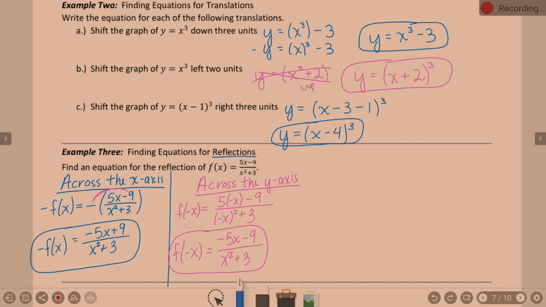Now, those are the old news. New news is we also have something where it's a reflection through the origin.